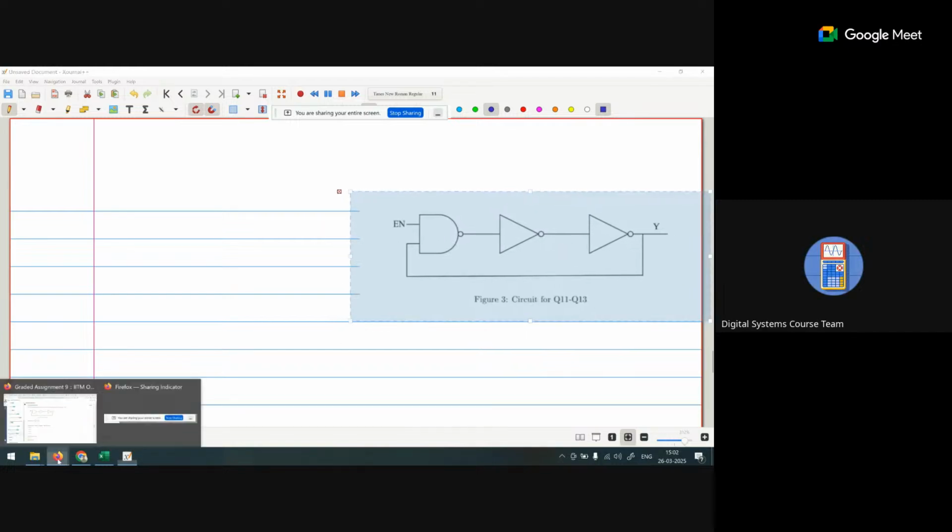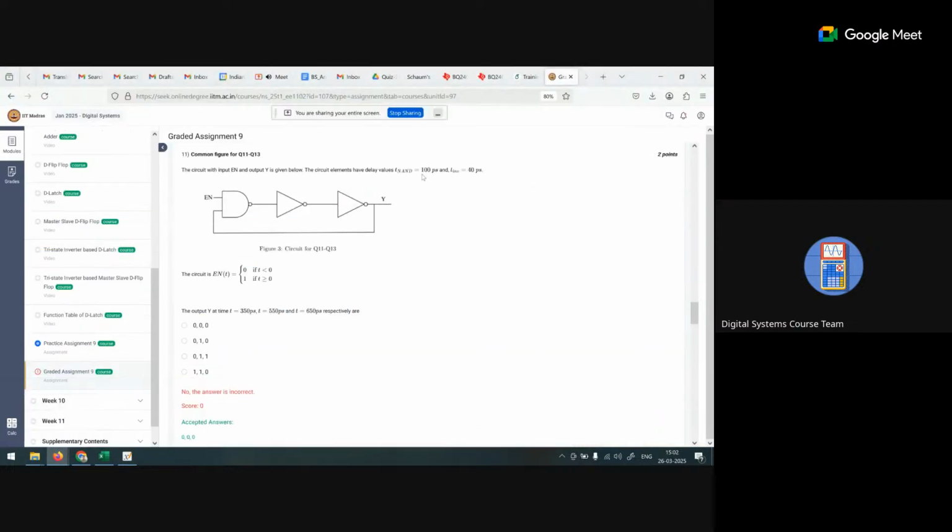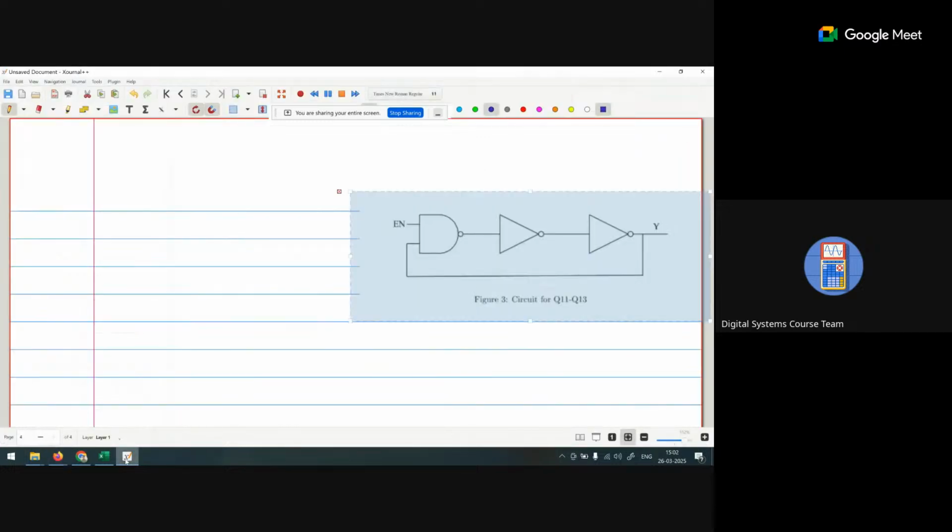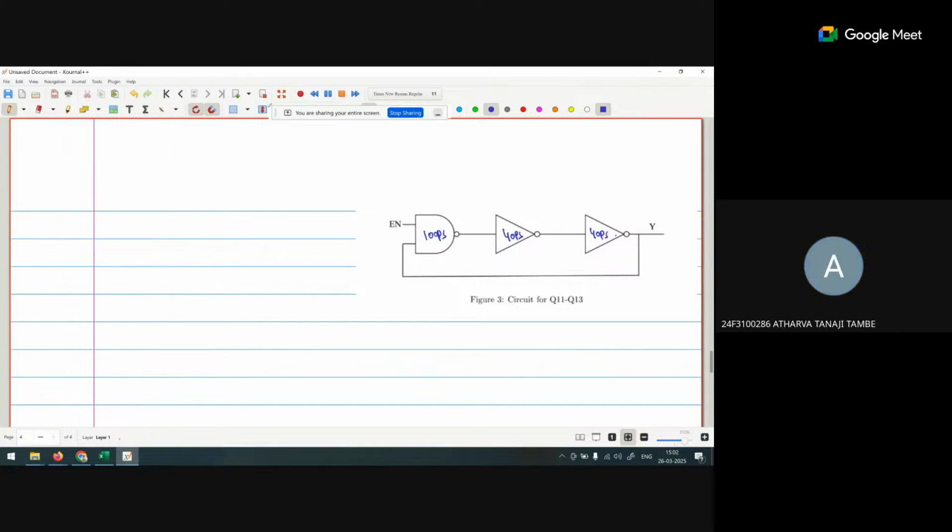T NAND is 100 picosecond and T inverter is 40 picosecond. So you have this, the 100 picosecond, and that is the 40 picosecond. At t greater than or equal to 0, your enable is 1. Clear? Now we start at t equal to 0.